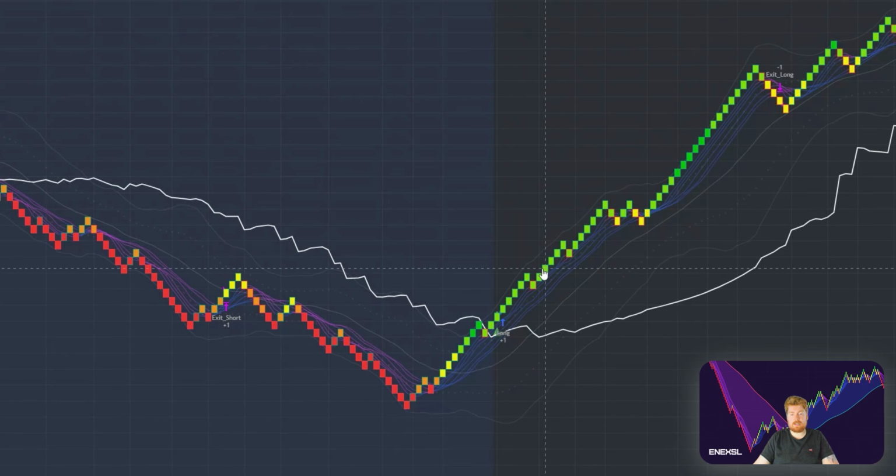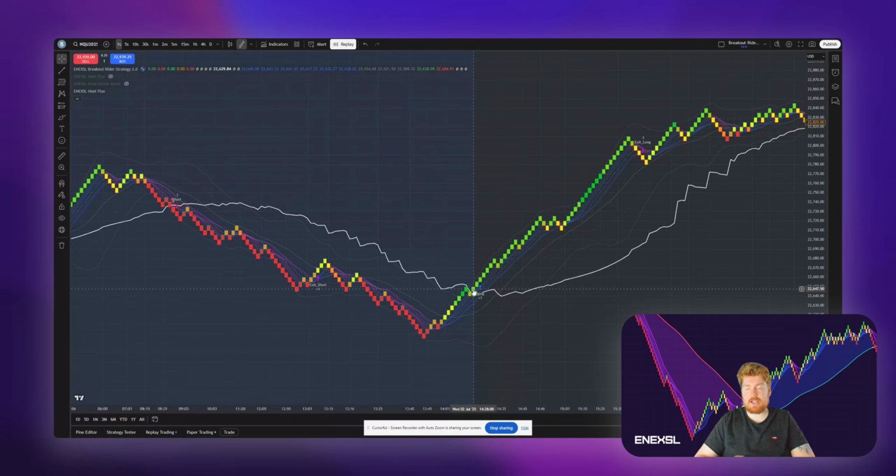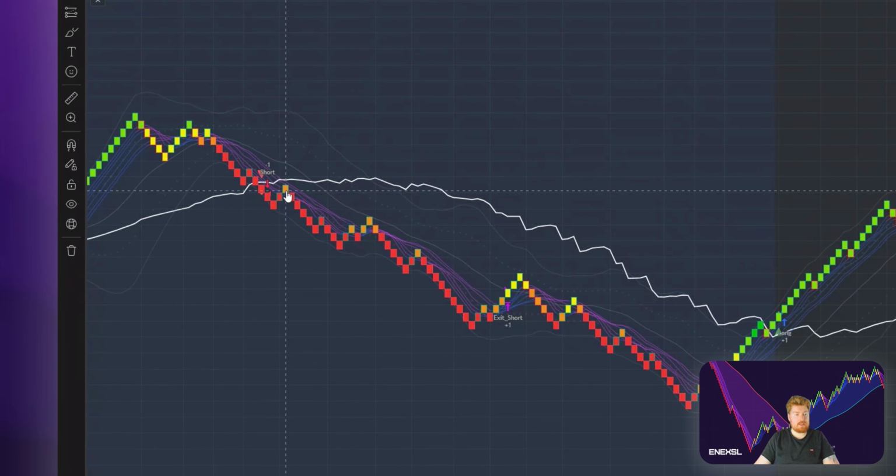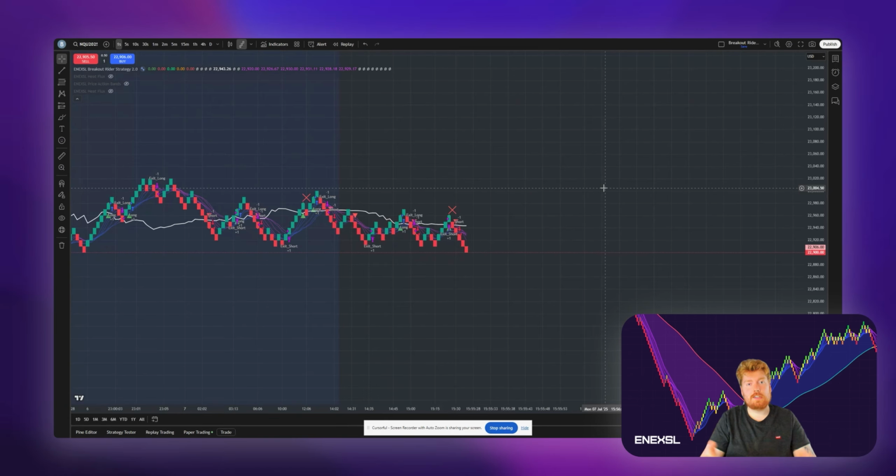Now, on the chart, we can see here a nice long position where we've got strong green movement in that direction as we pass over the Breakout Rider line. The same moving over here. There is some level of pullback pushing us into orange, but overall we are looking very bearish and we take a nice short.